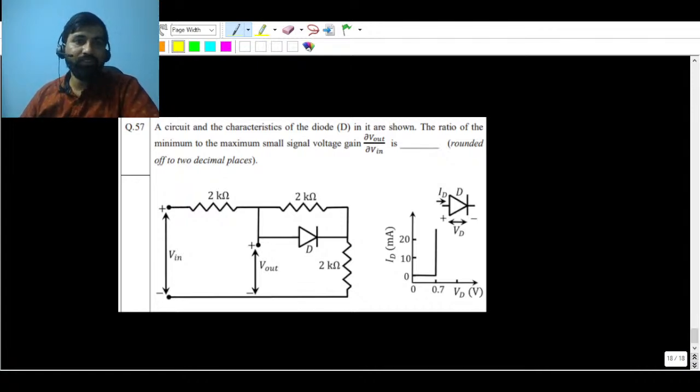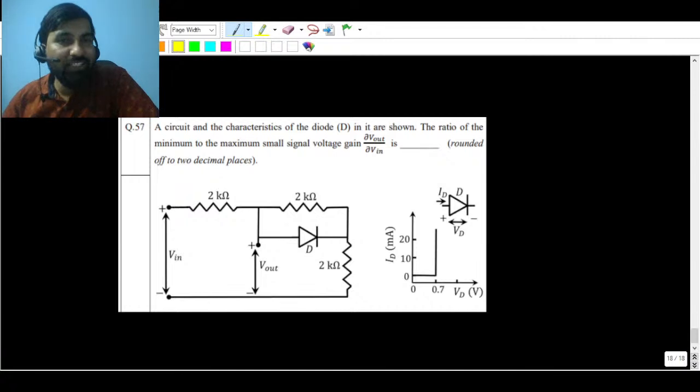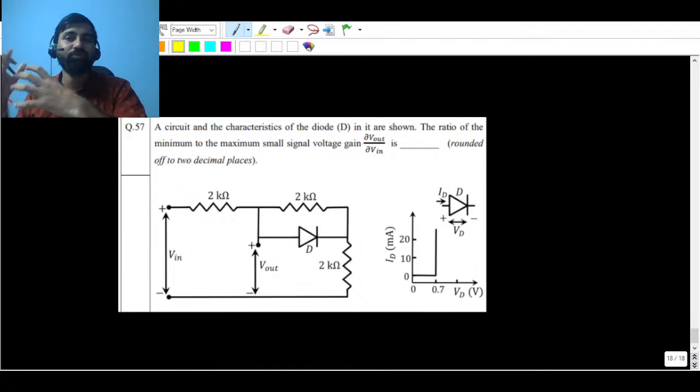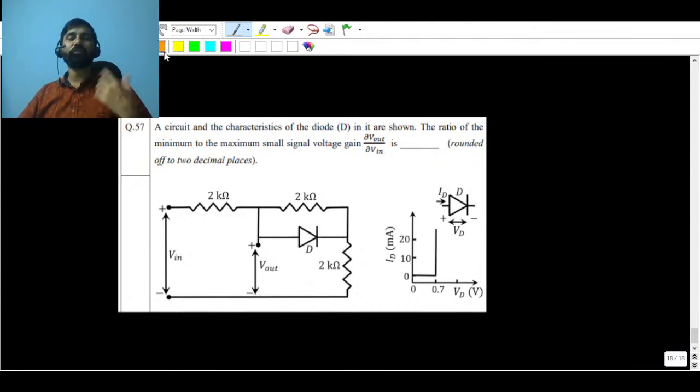Hey everyone, let's solve this problem. This problem was asked in 2022 from analog circuits, and it was very easy because you have to find the ratio of minimum small signal gain upon the maximum small signal gain, and there is only a diode and a resistance. So only two things you have to keep in mind: when the diode will be on, and when the diode will be off.